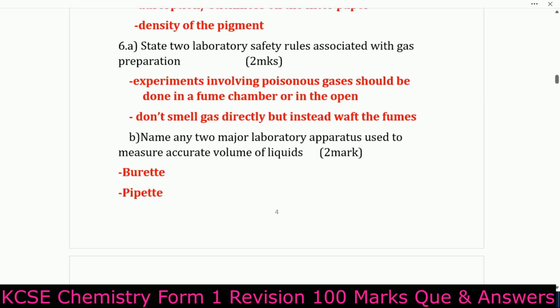Number 1, experiment involving poisonous gases should be done in a fume chamber or in the open. Number 2, don't smell gas directly, but instead waft the fume. Number 6B, name any 2 major laboratory apparatus used to measure accurate volumes.